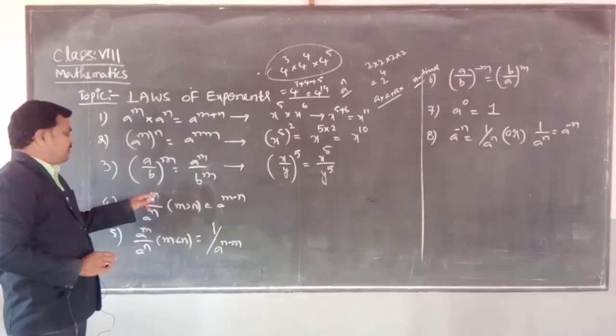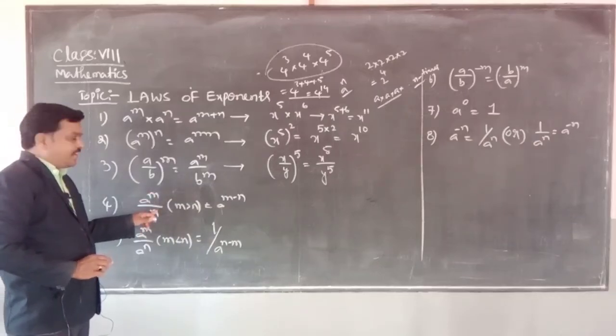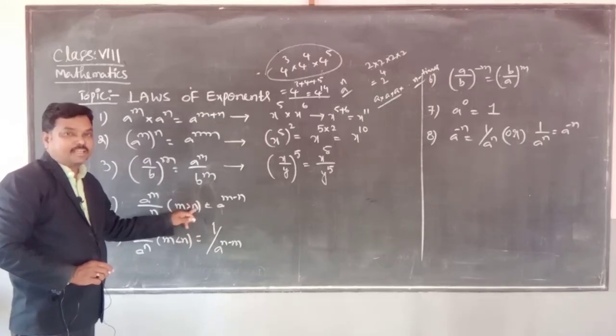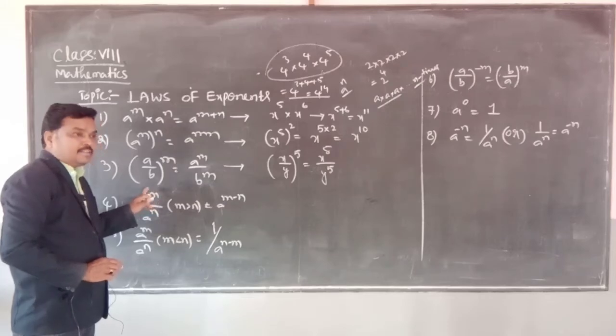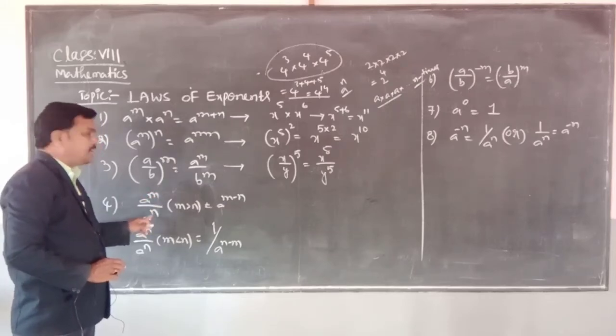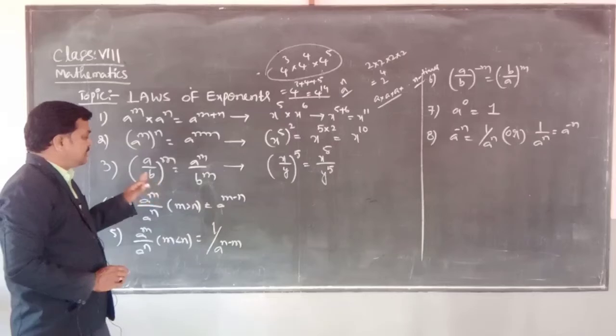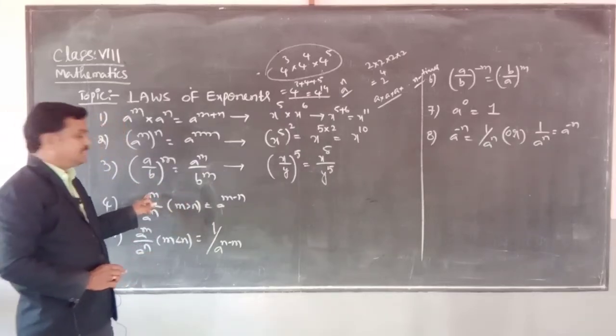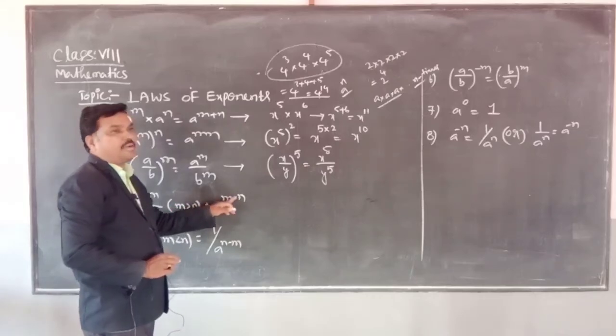Fourth is a to the power of m by a to the power of n, with the condition m is greater than n. M is greater than n means the numerator power is more than the denominator power. We just have to subtract the denominator power from the numerator power. That is a to the power of m minus n.